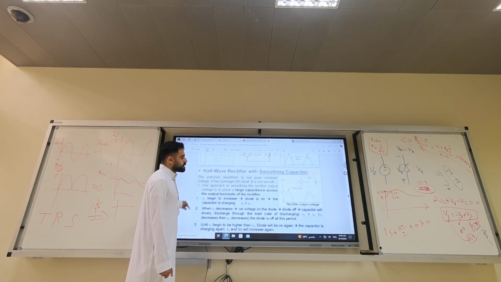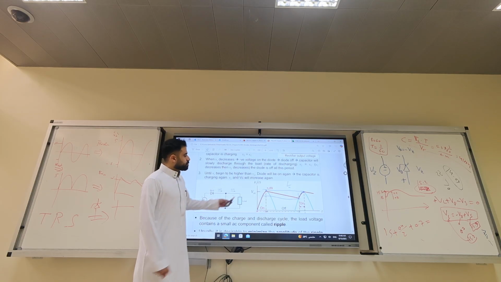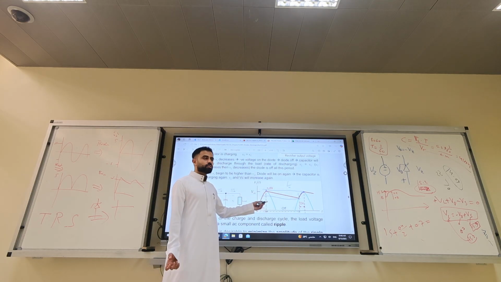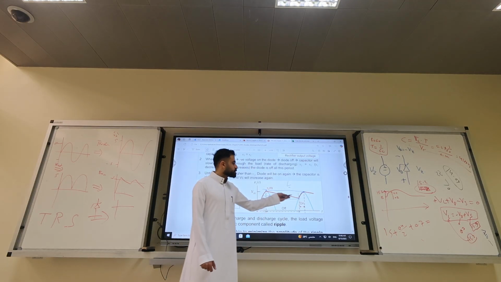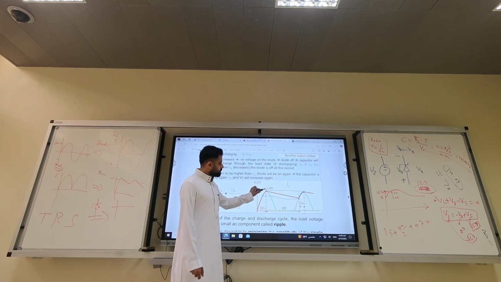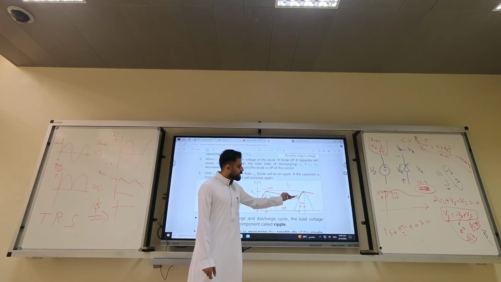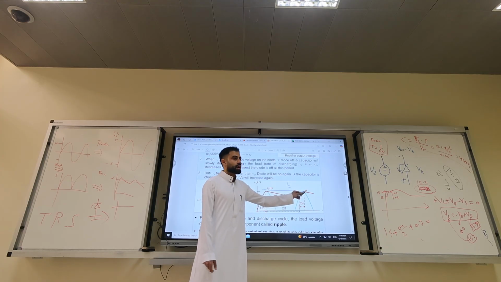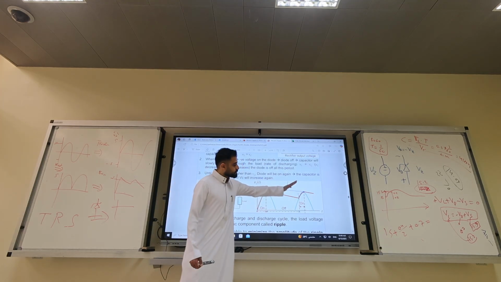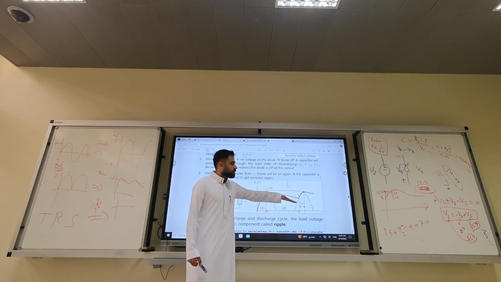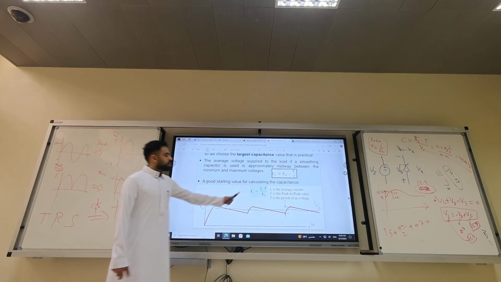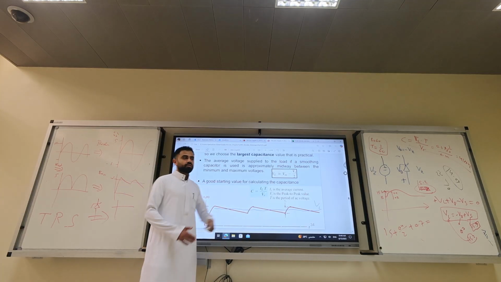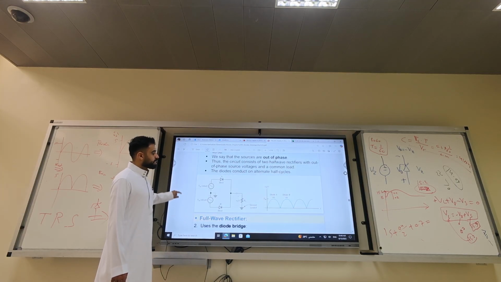Then we talked about the smoothing capacitor. What's the benefit of the smoothing capacitor? It reduces the on and off time and makes the signal closer to DC. The diode turns on until it reaches the peak, then turns off and starts discharging, and when we reach the peak again, it starts charging. The charge and discharge determine the slope of your line, and the equation is ILT over VR.